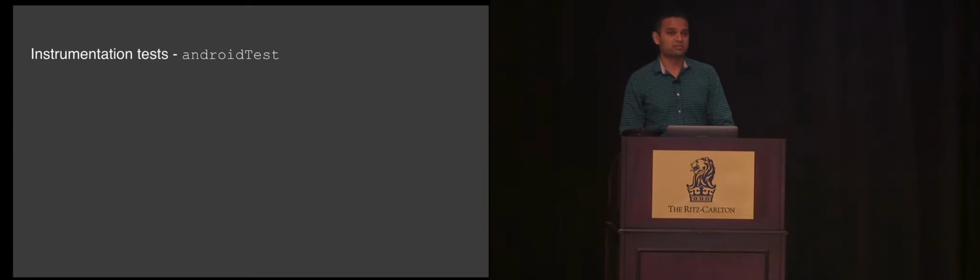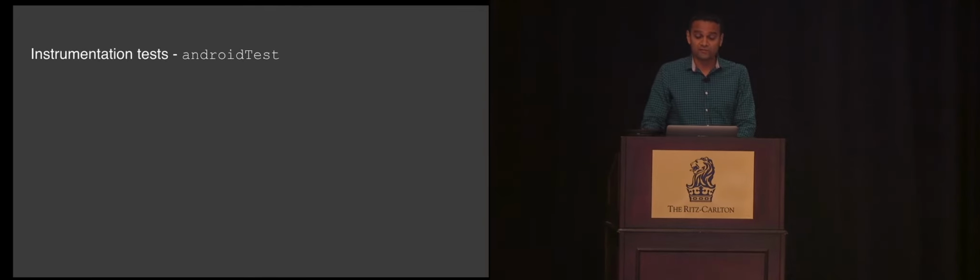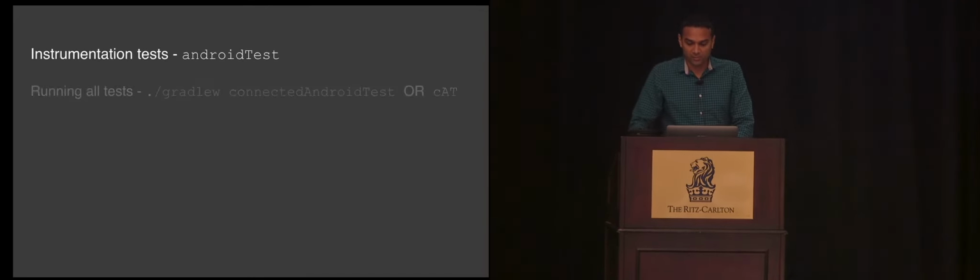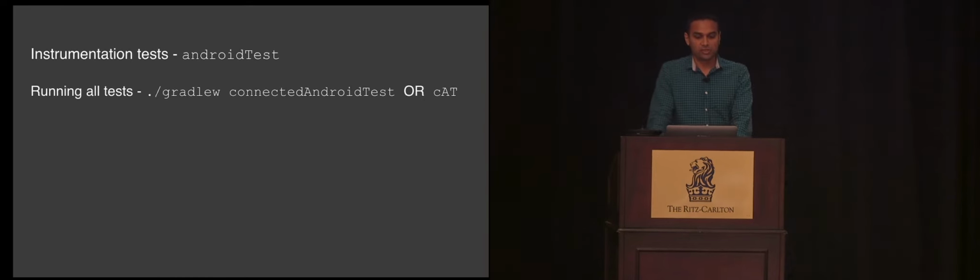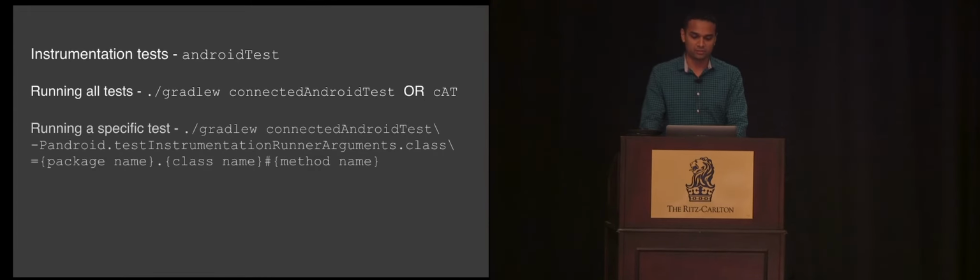Okay, instrumentation tests, as mentioned before, are the ones that run on devices. These are placed in the androidTest folder. And the way to run them is just gradlew connectedAndroidTest, or cAT. If you just write cAT, c lowercase, A and T capital, it'll run the instrumentation tests. You need an emulator running or a device connected at that point. Again, you can specify a specific instrumentation test that you want to run by specifying the package name and the class name using this command. You have to pass in the class property to the Gradle task.